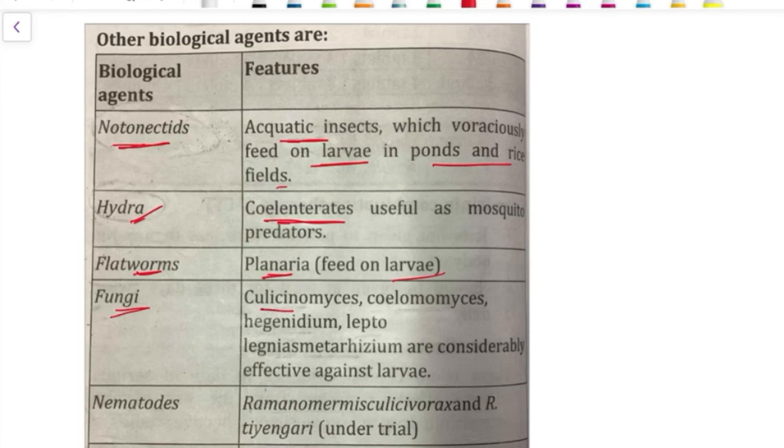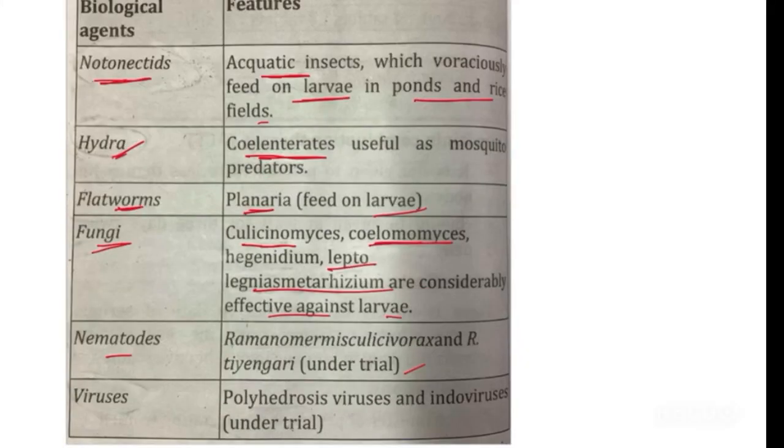Fungi, Culicinomyces and Coelomomyces. We can remember two names, and this is very long. Leptolegnia and Metarhizium are considerably effective against larvae. Nematodes, we can use Romanomermis culicivorax or Steinernema. It is under trial. Just write nematodes. And viruses, we can use polyhedrosis viruses and entomopox viruses. These are also under trial.